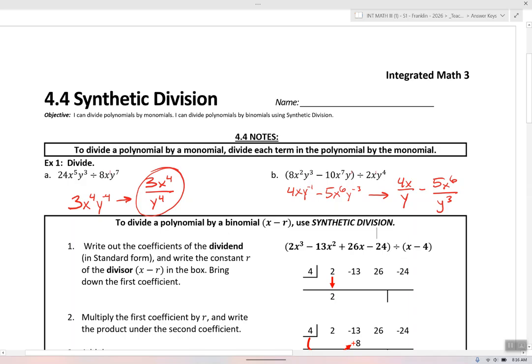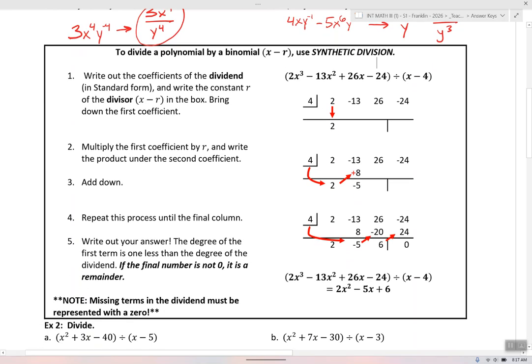Now let's talk about synthetic division. It is a really quick way to divide a polynomial by a binomial in the form x minus r using the coefficients of each term. So we write out the coefficients of the dividend, that's the polynomial being divided. So here you can see we've got 2x cubed, so a 2 here. We've got negative 13x squared, so negative 13, and so on, 26, negative 24.